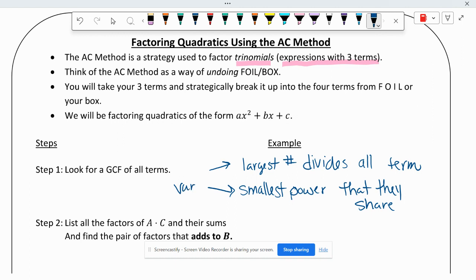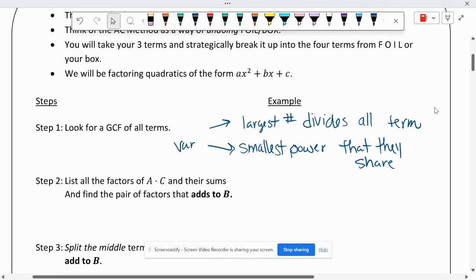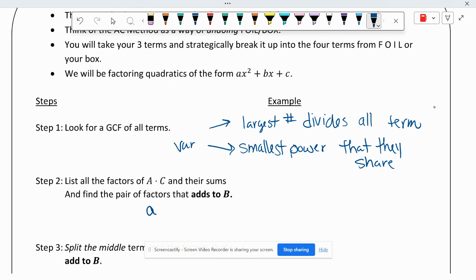You're going to list all the factors of A times C and then find the pair of those factors that add up to B. So I actually call this a times plus chart because you do A times C and it has to add up to B. A times C has to add up to B. So I just call it a times plus chart. And I wrote down an example. I think it's easier if we have something.